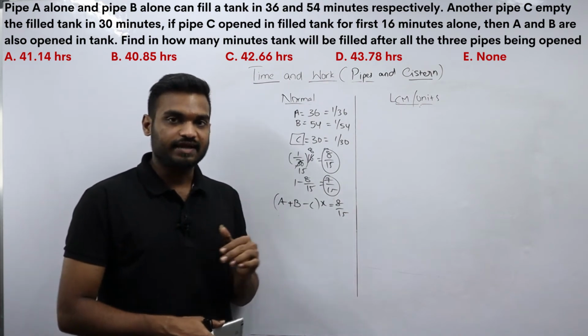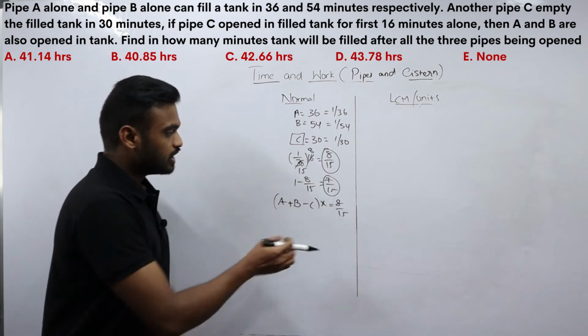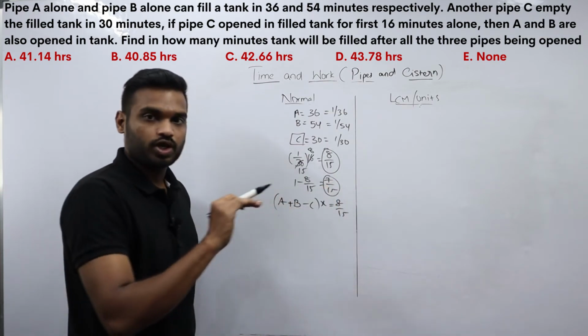I hope you are understanding. See, C has removed 8 by 15th part of the tank, right? So only 7 by 15th part of the tank is full now.